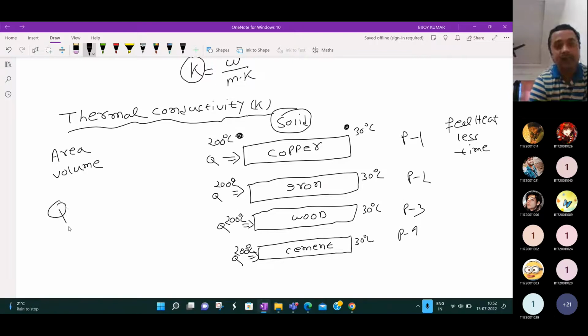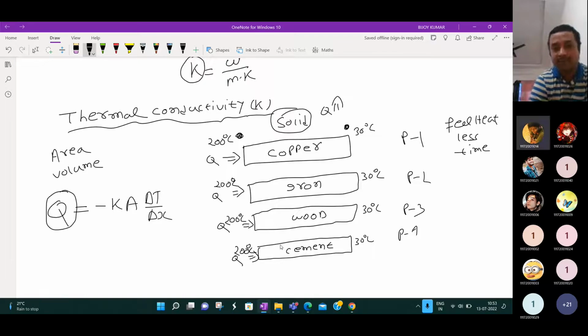So what is our formula? Q is equal to minus K A dT by dx, delta T by delta x. This is the conduction. So we are interested in finding Q, the rate of heat transfer. Feeling heat in less time means what? If the rate of heat transfer is more, the temperature will rise more. If Q is more, then we will feel the heat more at this temperature. Yes or no? If the rate of heat transfer is more, then we will feel heat in less time. So Q we have to find out.